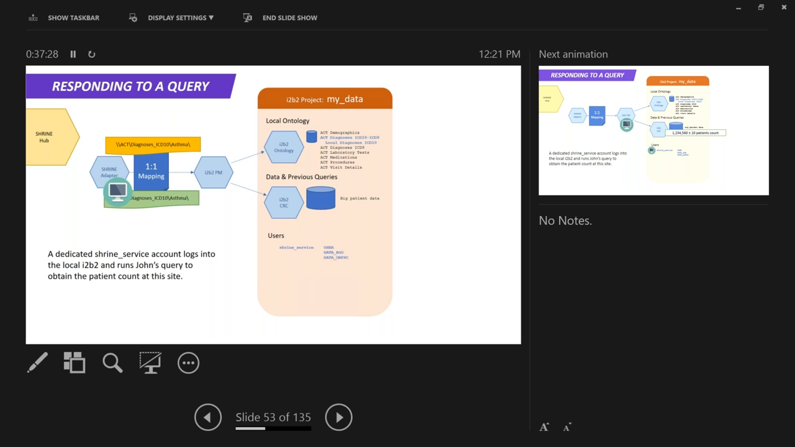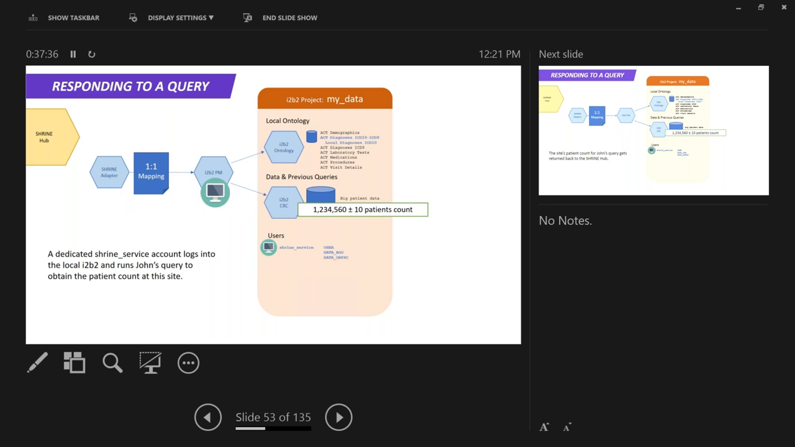So you can see it's a computer. And this Shrine service account logs into the project management cell to take that query, query your I2B2 CRC, your big patient data over here, coming back with an aggregate count at your local site or at one site. And you can see here it's just 1.2 million patients.